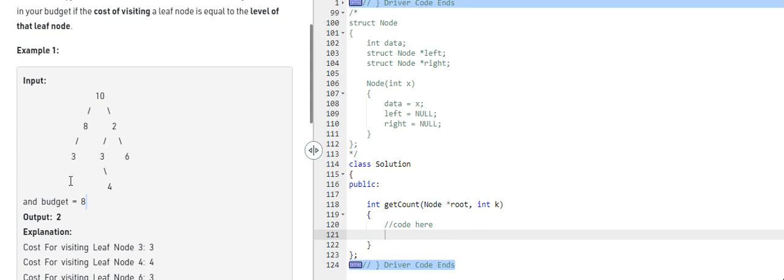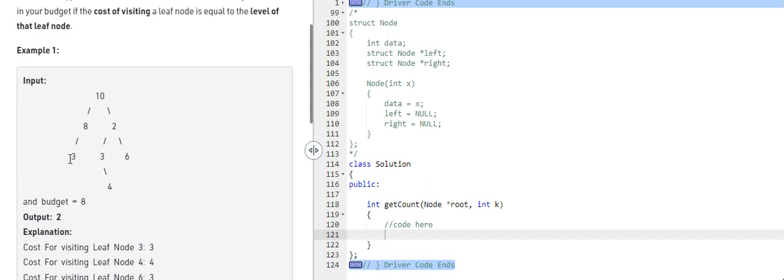So how many leaf nodes are there? Here 1, 2 and 3. Three leaf nodes are present in our tree. The level of reaching this leaf node is 1, 2 and 3, so the level is 3, so the budget is 3. For 6 the budget is also 3, because 1, 2 and 3. 6 is at level 3 of the tree, and 4 is at level 4: 1, 2, 3, 4.